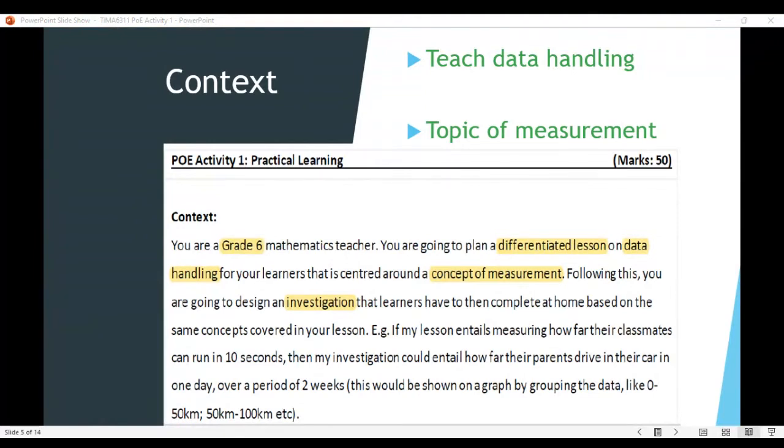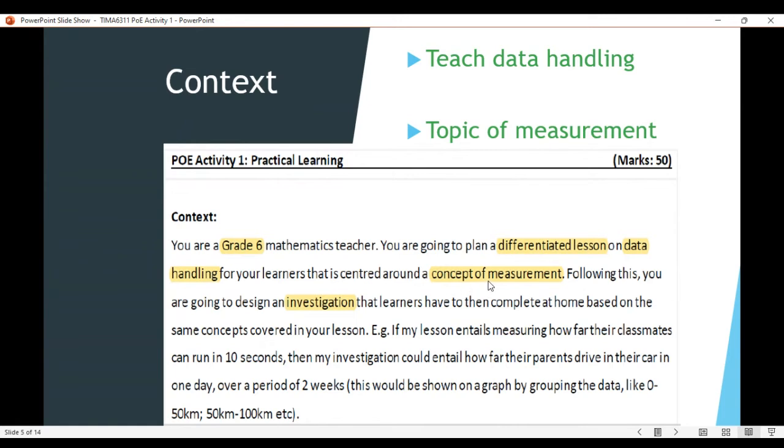The context is you are a grade 6 math teacher and you are going to plan a differentiated lesson on data handling for your learners that is centered around a concept of measurement. So I just want to explain the first sentence. Grade 6 lesson on data handling. So you have to teach data handling. Your learners have to do activities about data handling within the context of measurement.